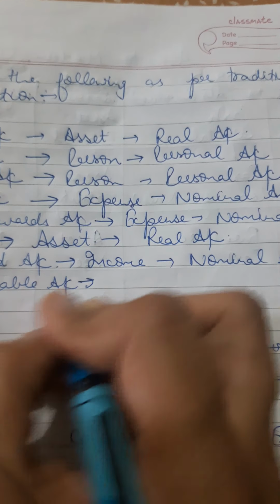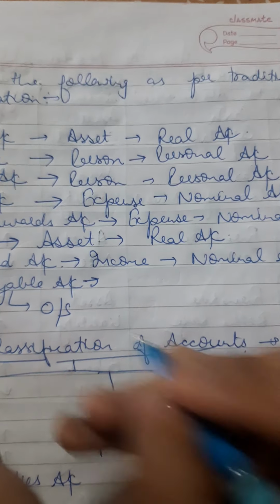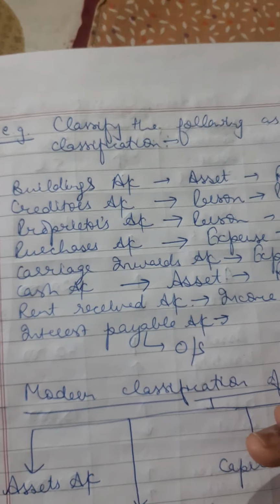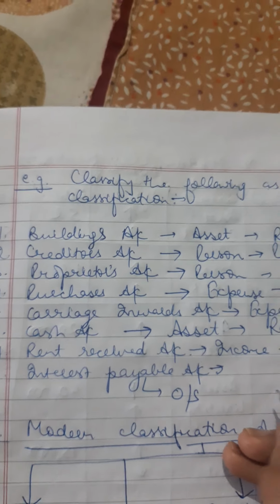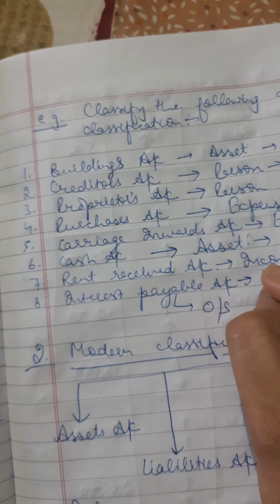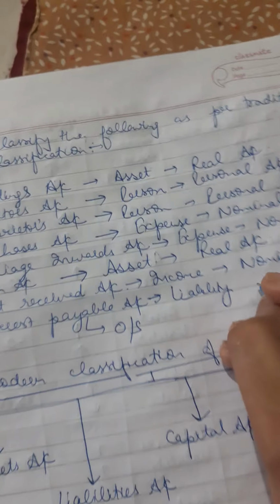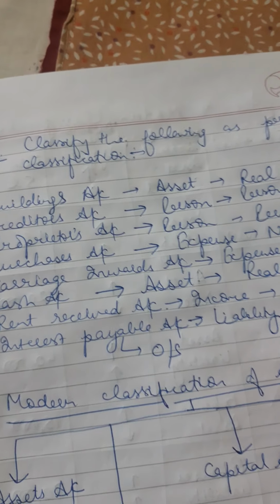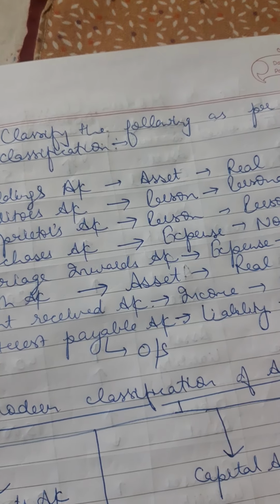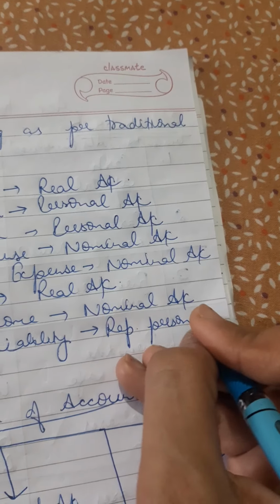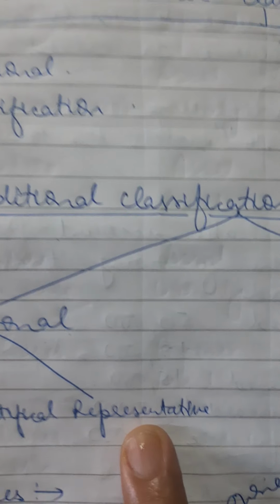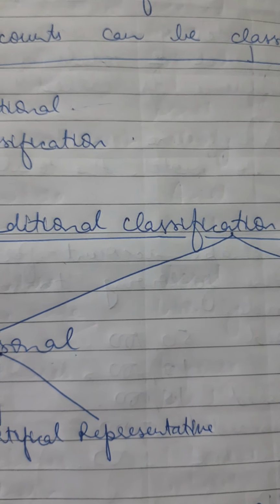Next, interest payable. Payable means outstanding. Means interest is due, but we have not yet paid that interest. So, it becomes our liability. Now, this liability will be shown as representative personal account. Representative personal account. Whenever you owe some amount outstanding or whenever you have prepaid any amount, then that will come under representative personal account.